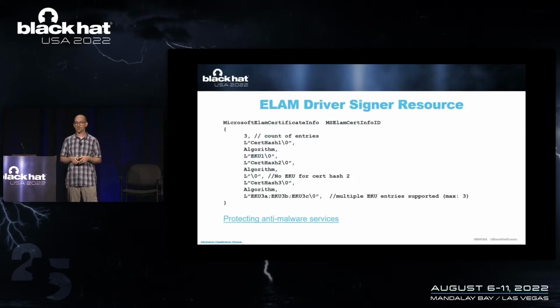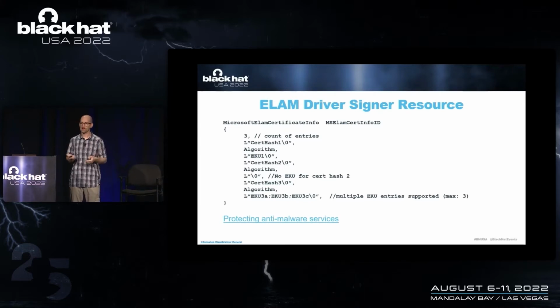So this is the structure that the signer rules are expected to be represented as in that binary resource in the ELAM driver. So it's the certificate hash, and then the hash algorithm, which is specific to TBS hash. As I mentioned, you have to have the corresponding certificate hashing algorithm for the actual hash. And then optionally, any EKUs. These are enhanced key usage attributes. So these are just special attributes that you can apply to the certificate to specify that a certificate is used for a very particular purpose.